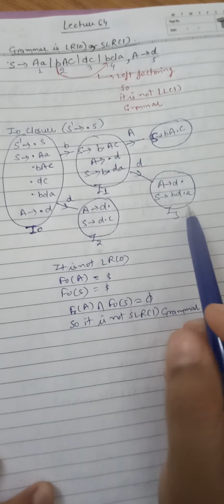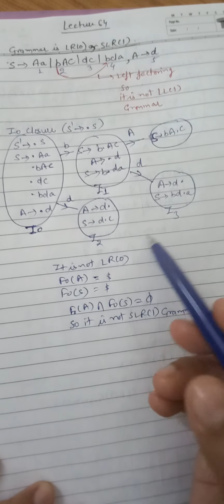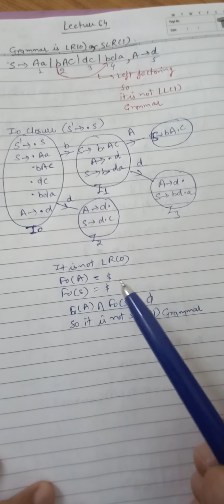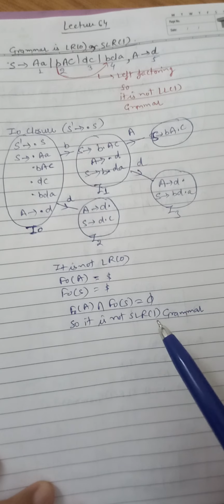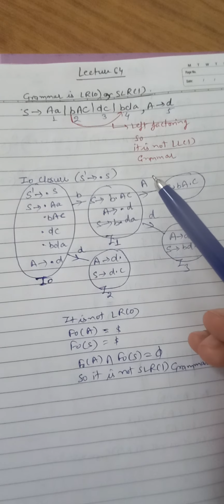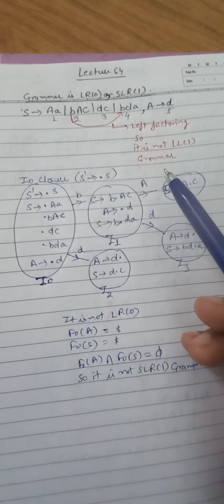And from I3 also we can say clearly reduce is also there, shift is also there. So it is not LR0, and first of A and first of S are both the same, the intersection is not equal to phi. So this is not SLR1 grammar. So we can say simply this is not LR0 grammar, and also it is not SLR1 grammar.